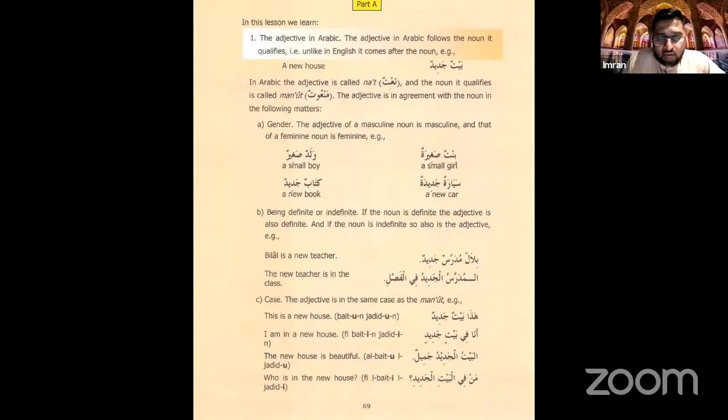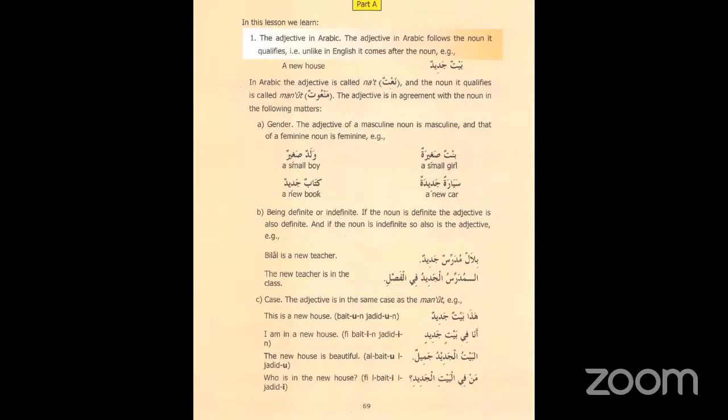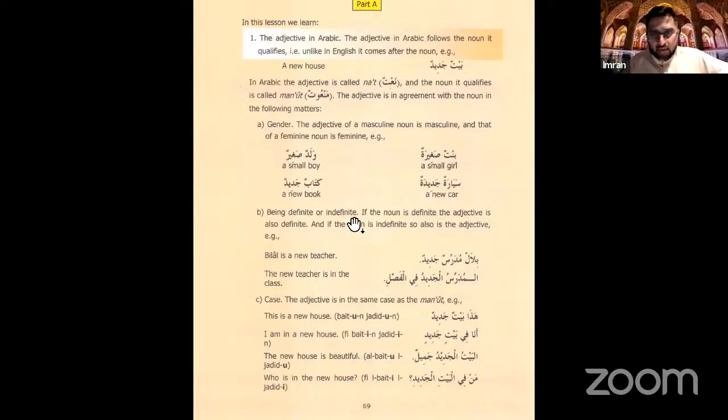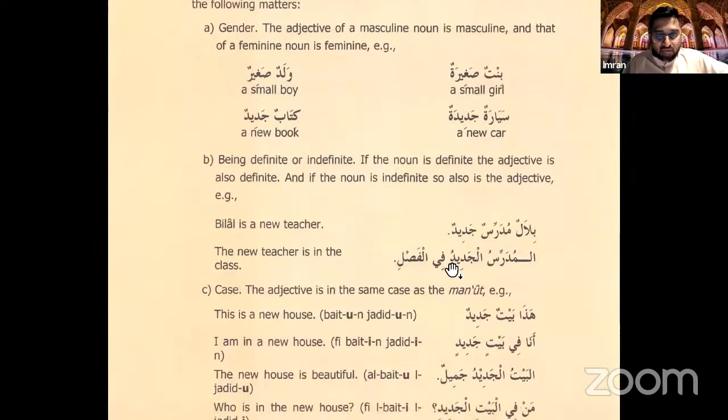Definite. Sorry. Definite, the objective of... Number B, being definite or indefinite. If the noun is definite, the adjective is also definite, and if the noun is indefinite, so also the adjective is indefinite. So it means that it's talking about alif lam and without alif lam.